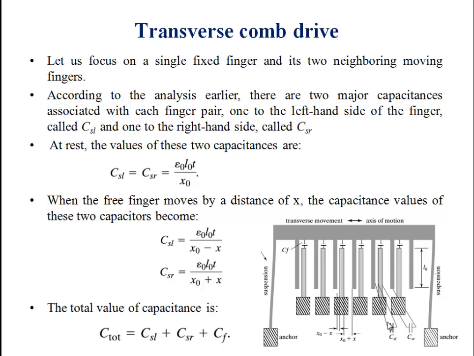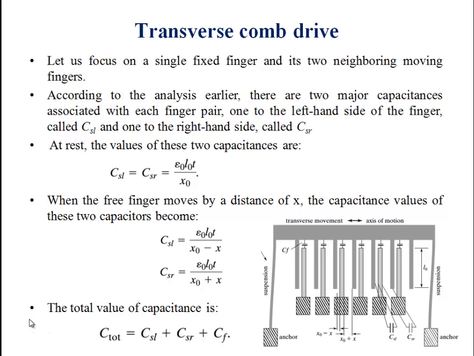That means the movable electrodes are moving to the left hand side. If the movable electrodes are moving to the right hand side, then it is represented as epsilon 0 L0 T divided by x naught plus x. So the total capacitance value of this transverse comb drive can be written as C total equals CSL plus CSR plus CF, where CF is the fringing capacitance.